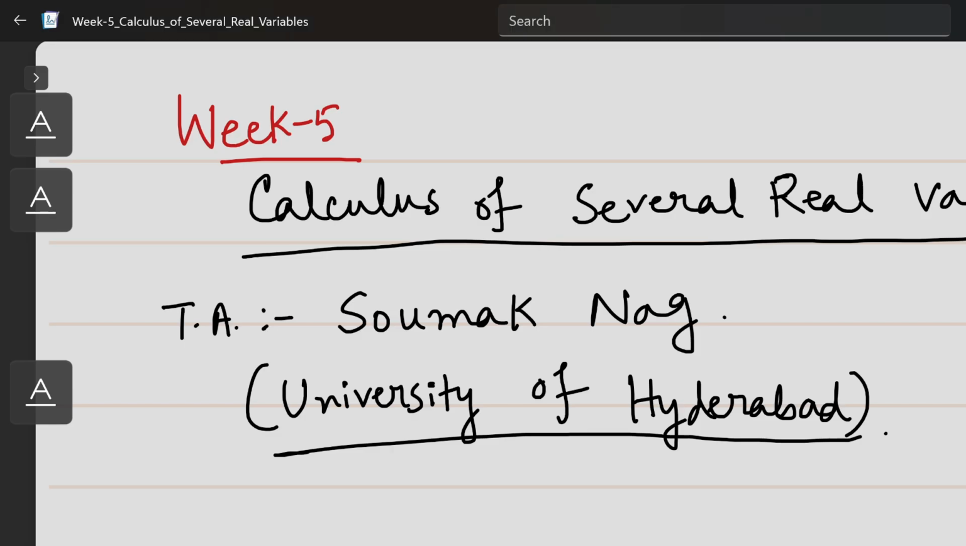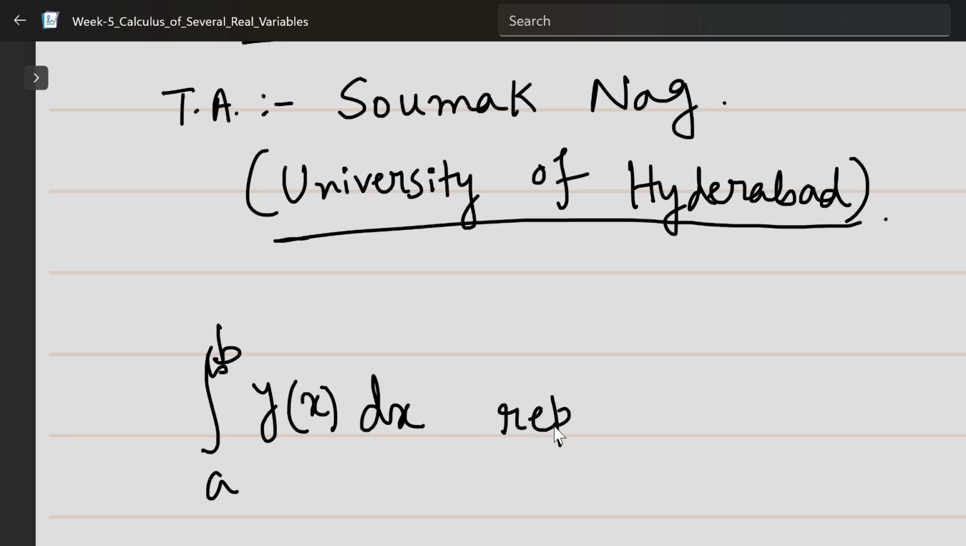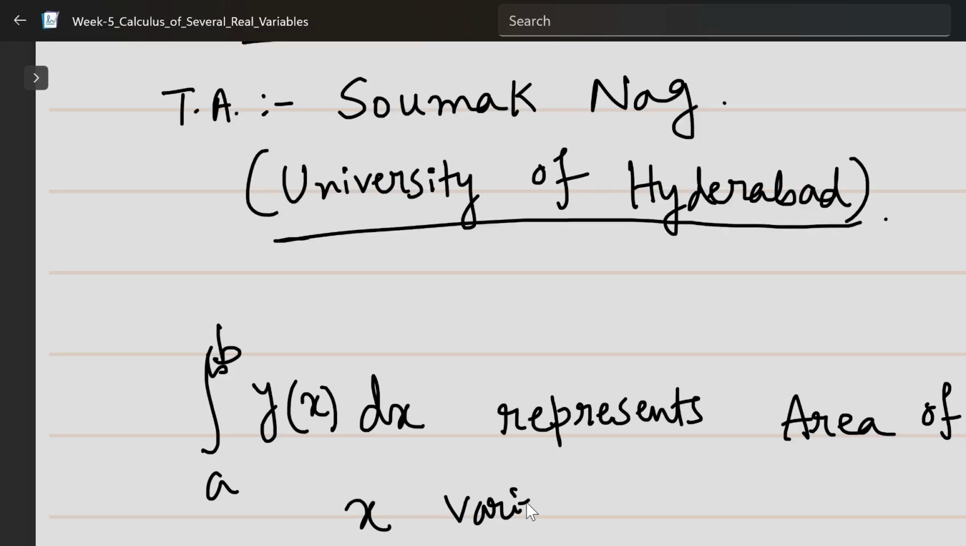So first of all, what does an integral represent? Integral a to b for a function of a single variable represents the area of the curve y of x, where x varies from a to b.